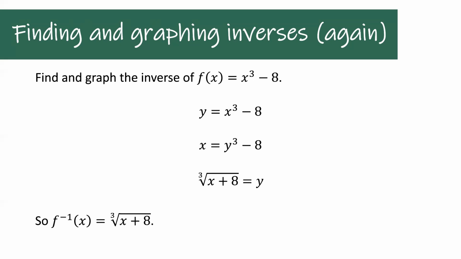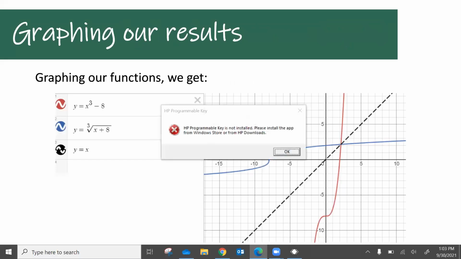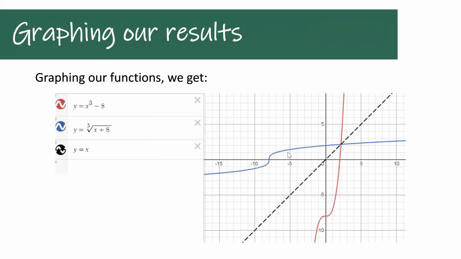Let's graph the original and the inverse at once. Sorry for that. Again, new computer troubles. So graphing our functions, our original is the red, okay? This red right here, this steep increase, is x cubed minus 8. This blue version is the inverse. It's the cube root of x plus 8. And here again is y equals x on that line.